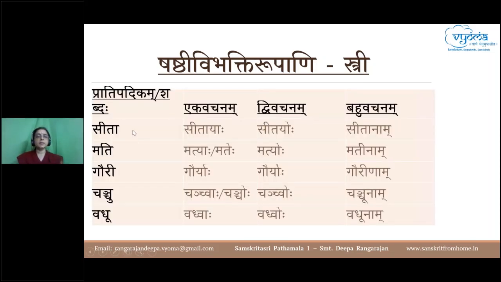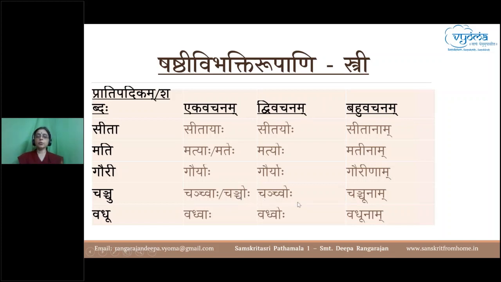Next are the Srilinga shabdas, the five shabdas that we are going through. Sita, Akaranta Srilinga, Shashti Vibhakti: Sitayaha, Sitayoho, Sitanam. Mati, it is Matyaha, Matehe. There are two forms, Matyoho and Matinam in Bahuvachanam. Gauri shabda, Ikaranta Srilinga: Gauryaha, Gauryoho. I'm not sure if the font is visible fully. It is Gauryoho, Gaurinam. Chanchu, it is Chanchvaha, Chanchoho.